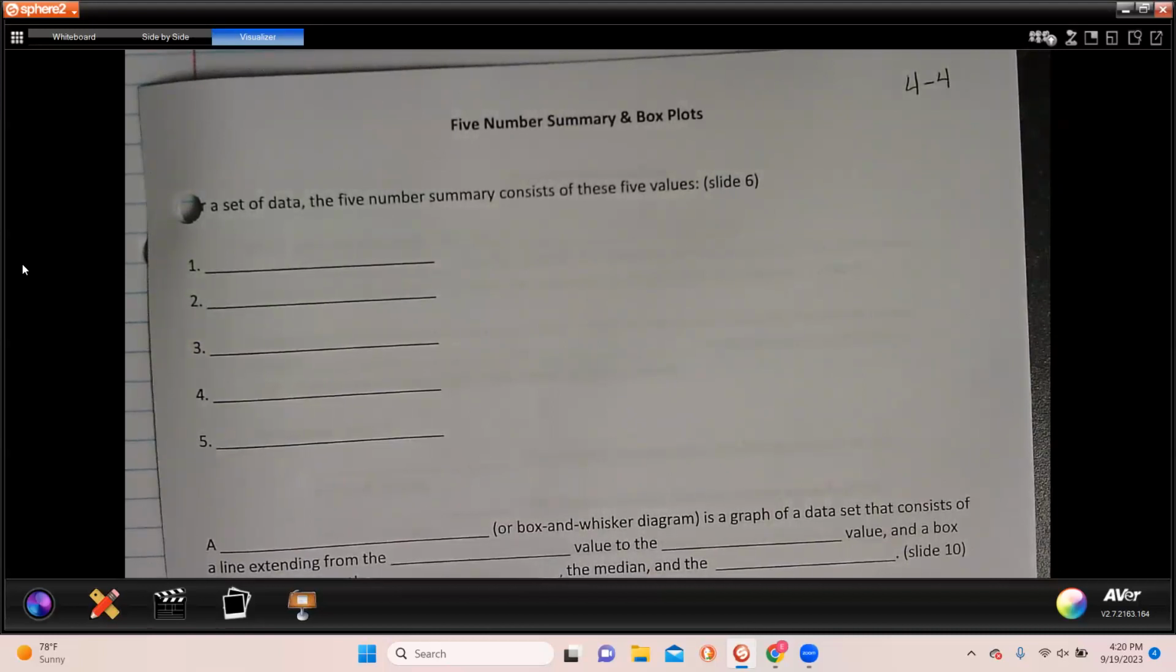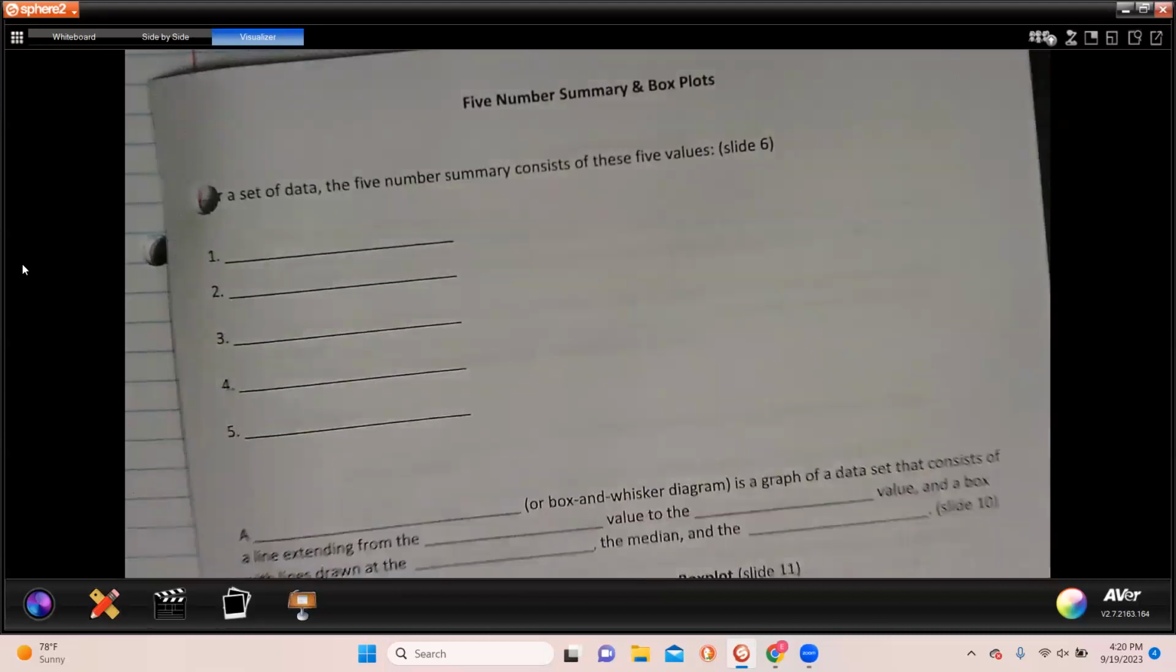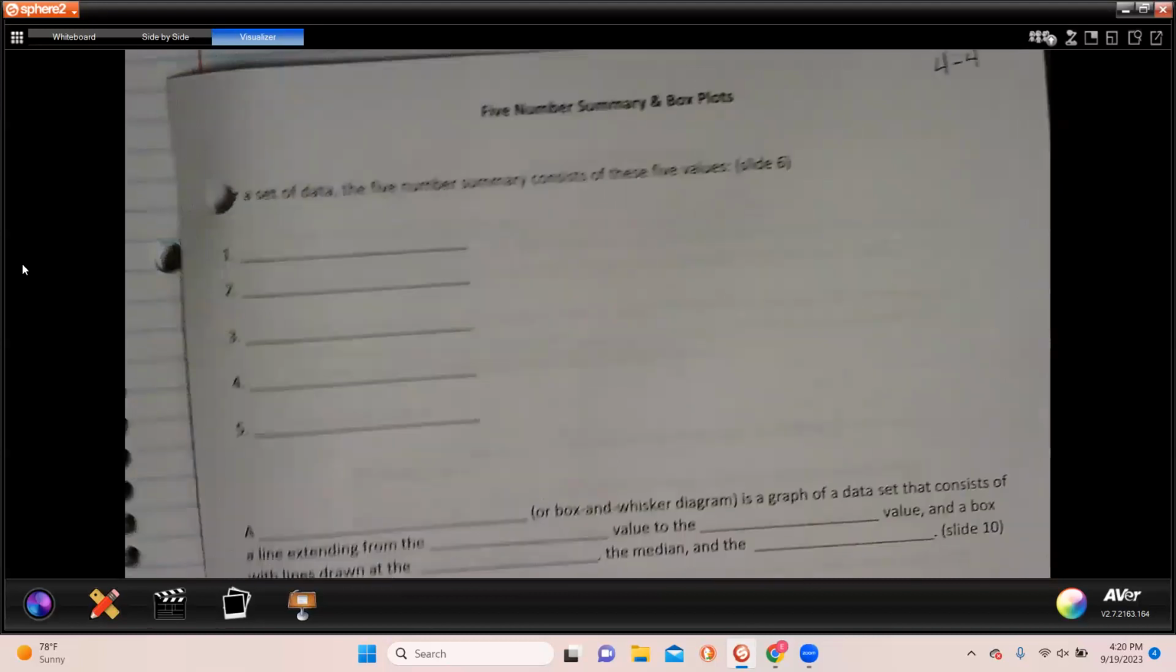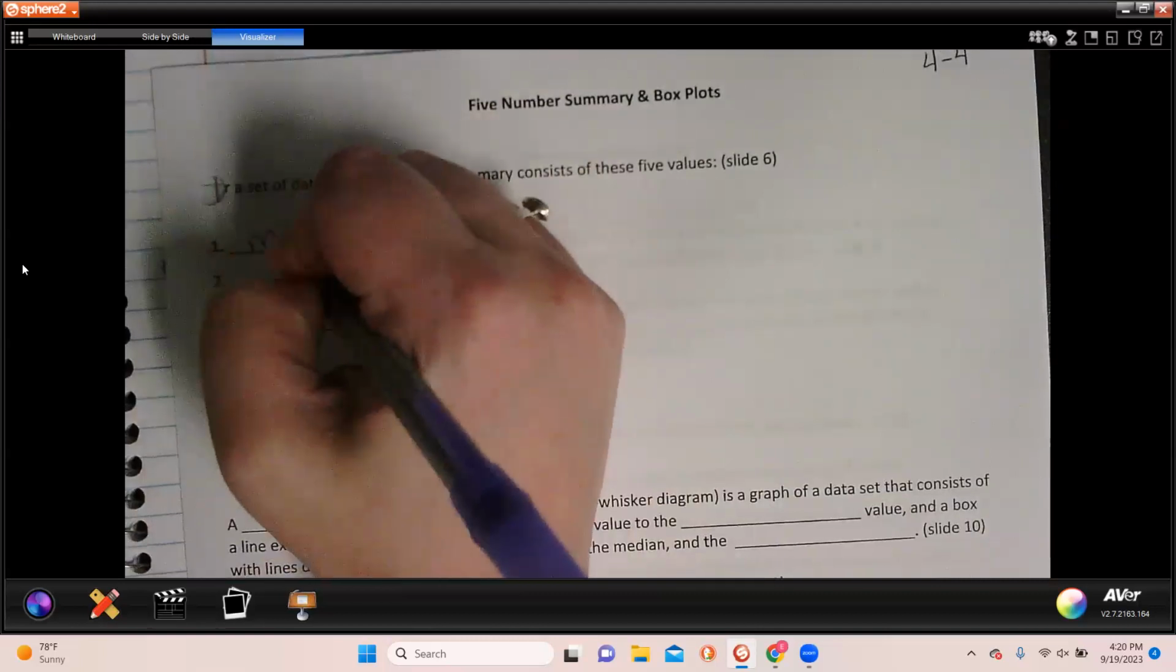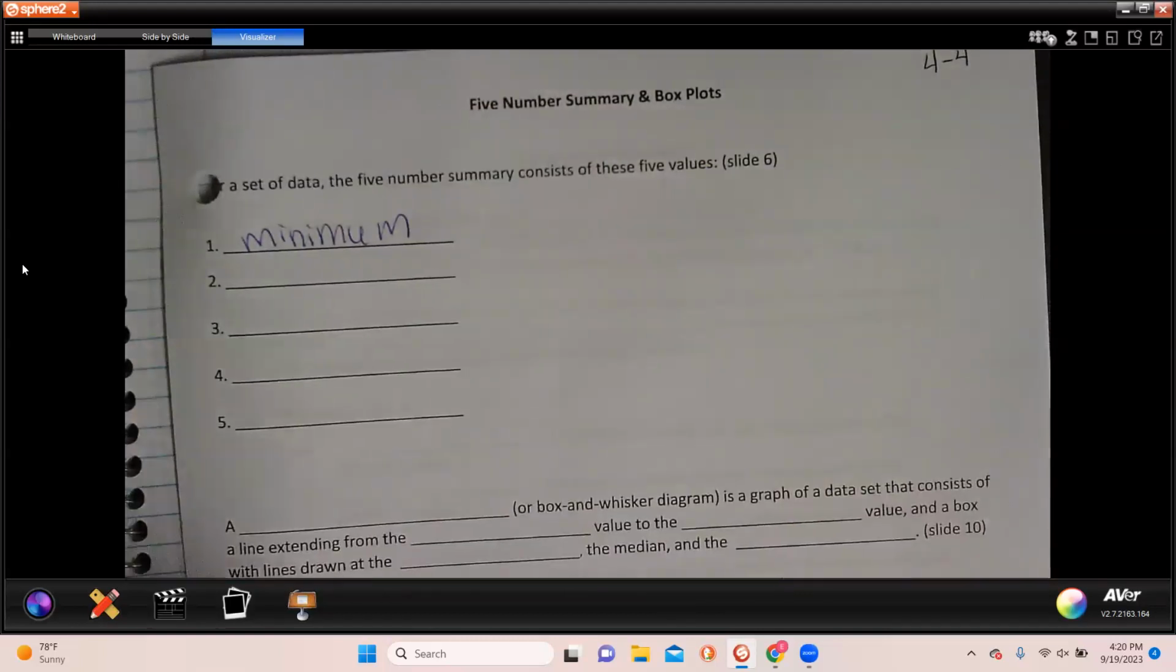So my next one is 4.4. 4.4 goes with the 5-number summary or a box plot. The 5-number summary literally consists of 5 summary values. So the first one is the minimum. The second one is Q1. This is the quartile. This is the 25th percentile.